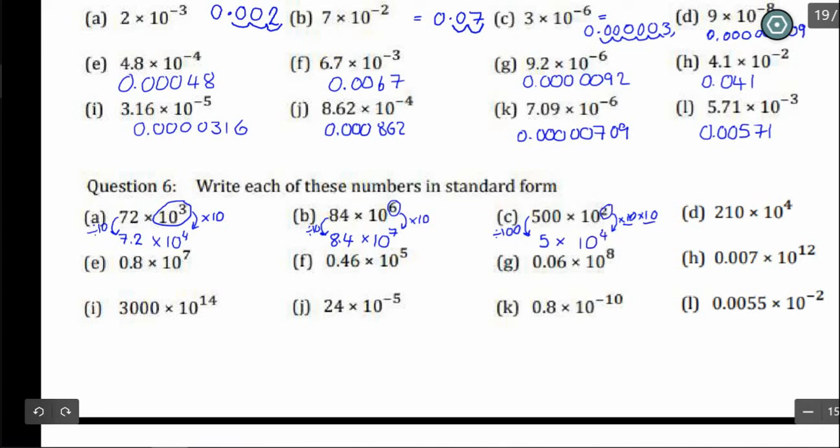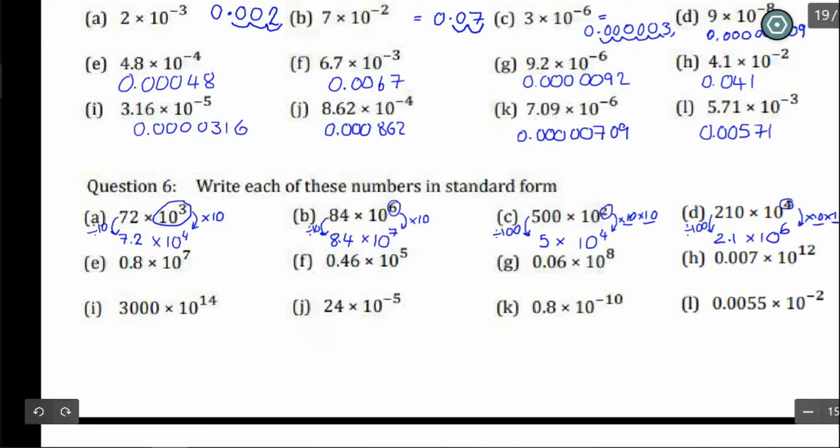On part D, I'm going to change this number into 2.1. Again, I've divided by 100, so I need to times by 100 over here, or 10 times 10. So that's 2 more 10s I'm going to add to this power. That's going to be 2.1 times 10 to the power of 6. Let's see if I can find a different one.